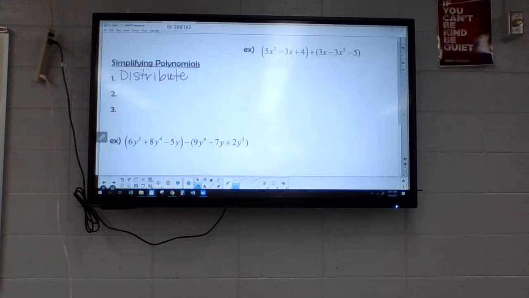Okay, so this one does require a little bit of distribution. What's being distributed in this problem? Yeah, this negative, or like a negative 1, has to be distributed. So we actually have to distribute that to that whole second set. Make sure your computer's closed up, guys, so we're focused on this, please.